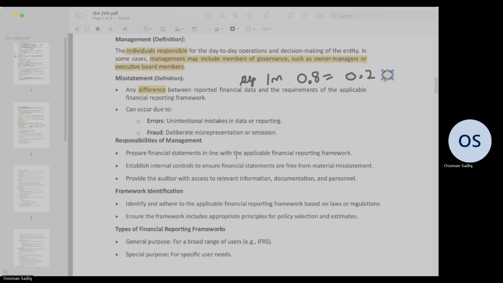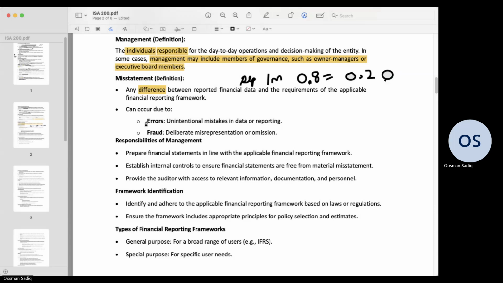Now, either the misstatement can occur due to error, you made a mistake, unintentional mistakes in data or reporting, or you committed a fraud, which we will see later on down the line, that you intentionally wanted to mislead people into believing that the numbers are what they are. So fraud will have the difference of an intention. We'll see this later on down the line. But any misstatement can occur, that either you made a genuine mistake or you wanted to basically mislead the user of the financial statement. Right.